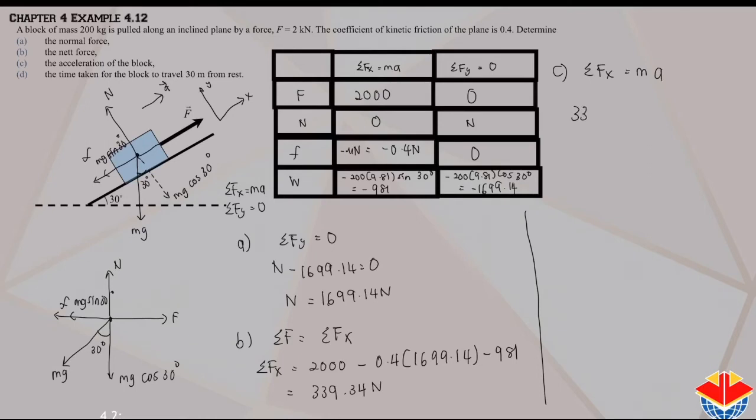For question C, find the acceleration. Summation Fx equals ma. Fx comes from the previous question, 339.34. The mass of the object is 200, so the acceleration will be 1.697 meters per second squared.